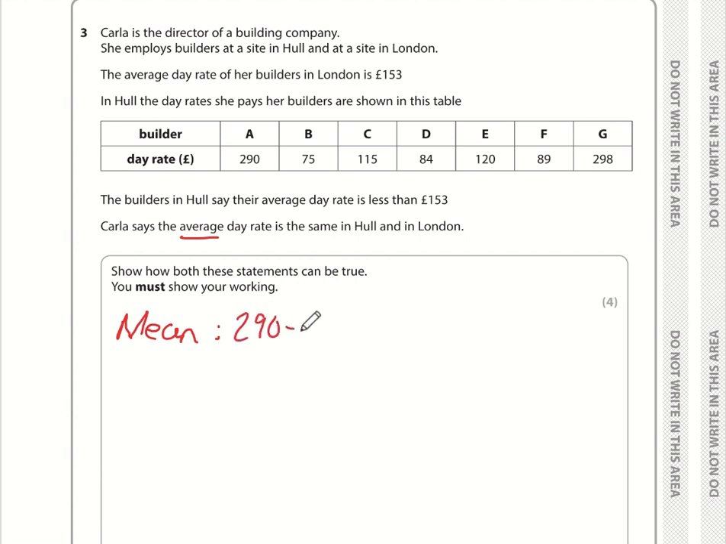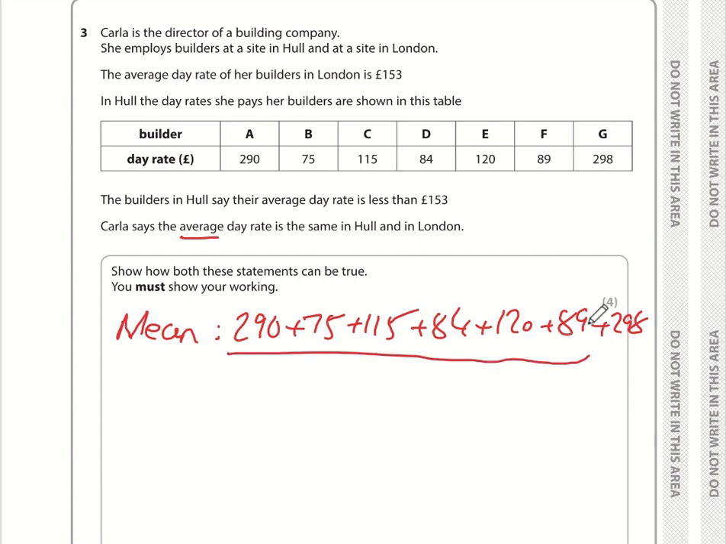So 290 plus 75 plus 115 plus 84 plus 120 plus 89 plus 298, divided by 1, 2, 3, 4, 5, 6, 7. So that comes to a total of 1071 divided by 7, and that comes to £153. So this proves that the builders are correct.